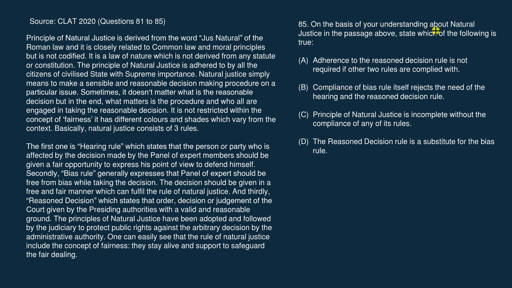On the basis of your understanding about natural justice in the passage above, state which of the following is true. Okay, what we understood with natural justice. A. Adherence to reasoned decision rule is not required if the other 2 rules are complied with. What is this? So there are other rules, hearing rule, bias rule and reasoned decision. This is not required if these 2 are complied with. What is this? There is nothing in the passage that says that. Let's eliminate this. B. Compliance of bias rule itself removes the need for hearing and the reasoned decision rule. So once this is done, there is no need for these 2 things. But who said all this? No, nobody said this. C. Principle of natural justice is incomplete without the compliance of any of these rules.